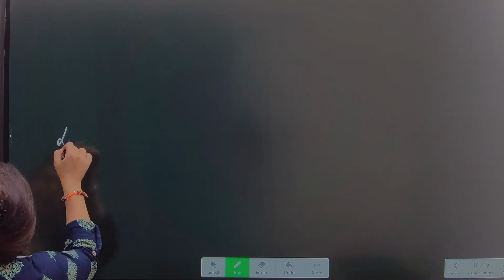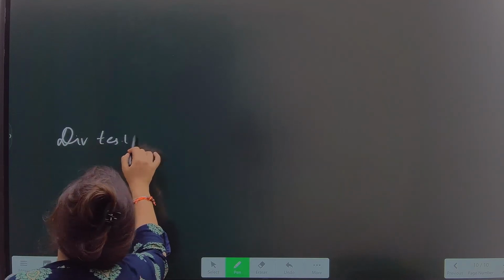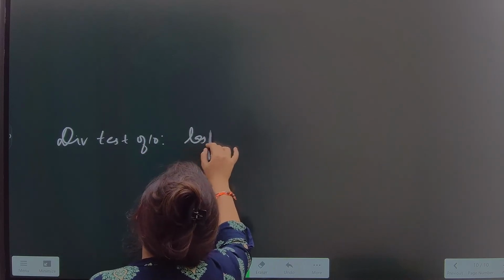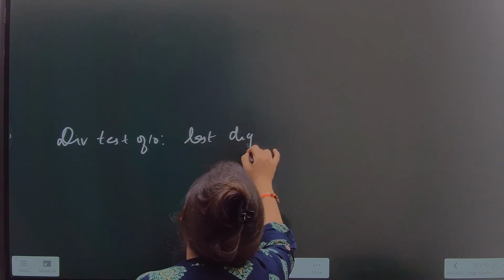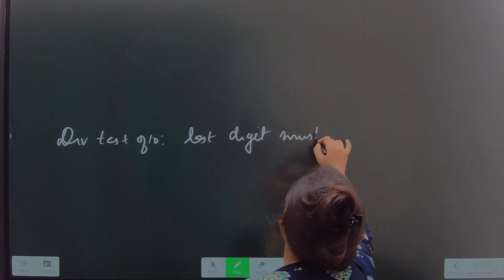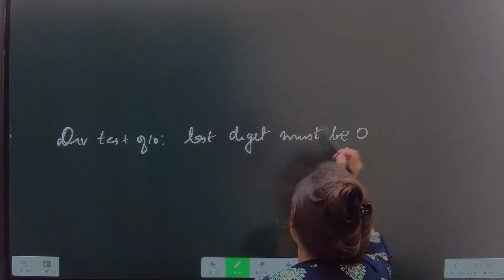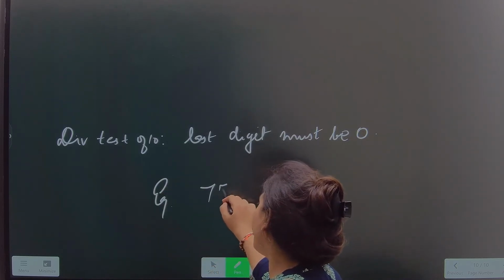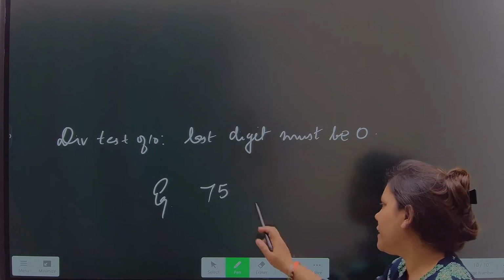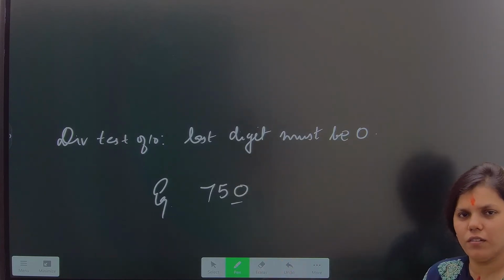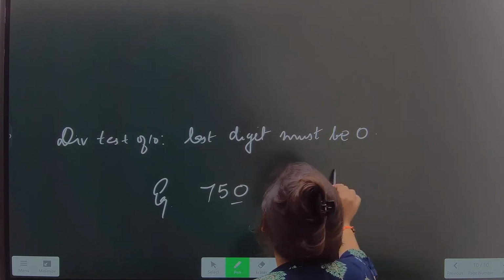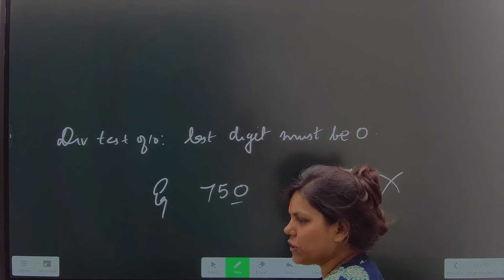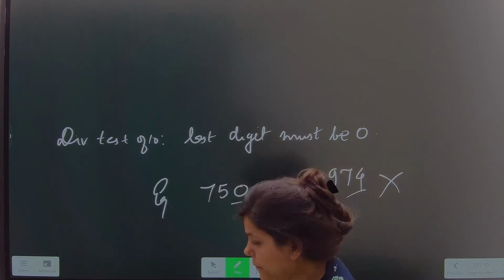Divisibility test of 10. Extremely easy. You just need to check the last digit. Last digit must be 0. Khatam. That's it. इसके अलावा कुछ नहीं देखना है. Example: 750. Is it divisible by 10? Yes. Last digit 0 है तो 10 से divisible. 974 ये divisible है क्या? नहीं है. Because last digit is 4. So the last digit must be 0 only.